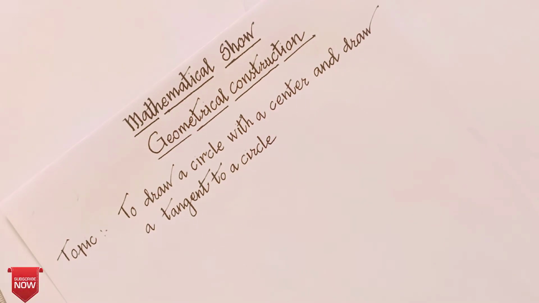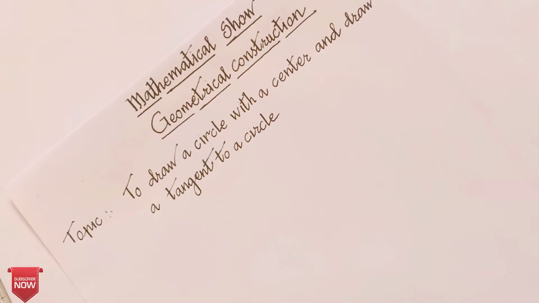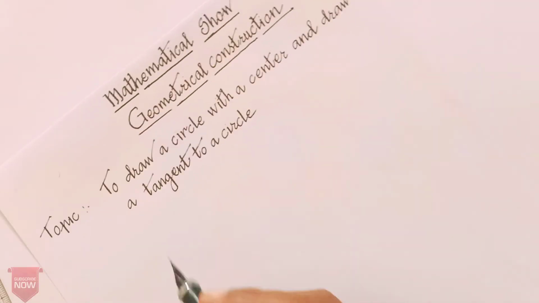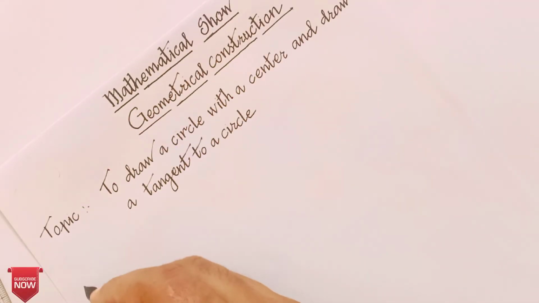In a geometrical construction, we are seeing one type of topic now: to draw a tangent to a circle by using a center. By using a center, you have to draw a tangent. So, see here a question.